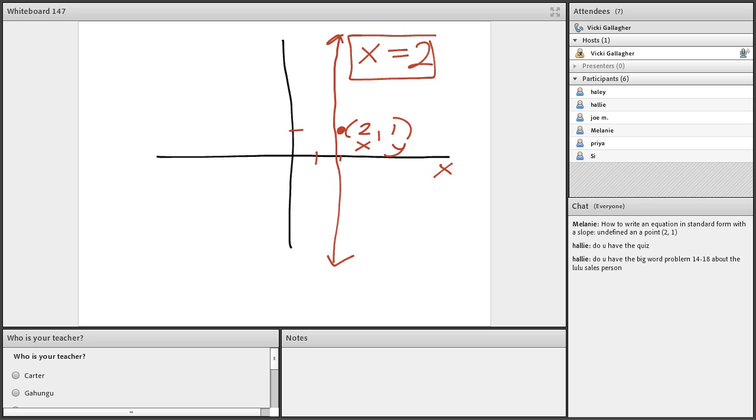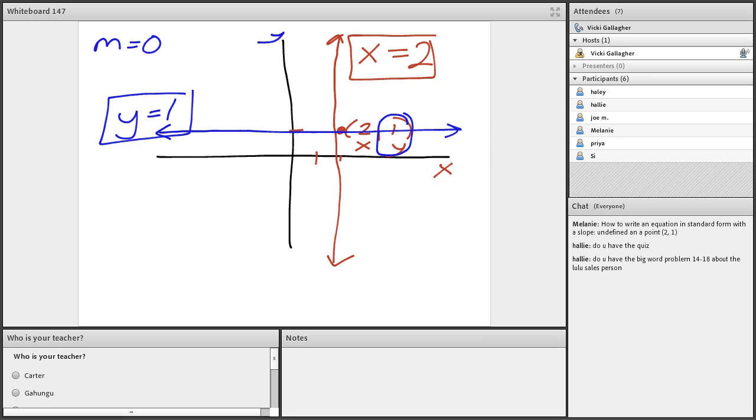Just really quickly, since we did this one, let's take a look at the other special case. The other special case would be a slope of 0. If something has a slope of 0, that would be a horizontal line like this. Much easier to draw. And you'll notice that the blue line is only going through the y-axis. It doesn't touch the x-axis at all. And so the equation of the blue line would be y equals, and the number would just be the y-coordinate from the ordered pair, which would be the number 1. So y = 1.